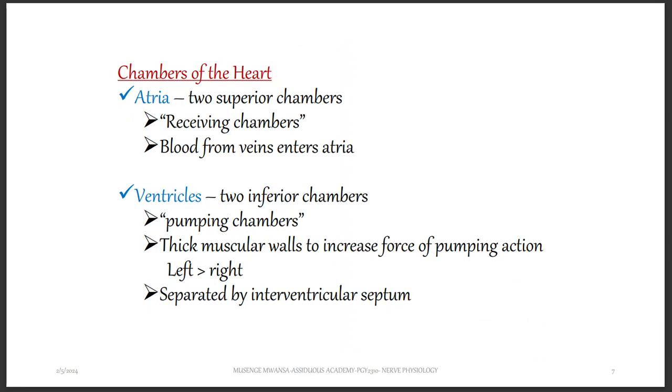Chambers of the heart: we have the atria and the ventricles. The atria are there to receive blood and they are on top. The ventricles pump blood. Now if you compare the two ventricles, the left ventricle is much thicker than the right ventricle. That is because the left one is going to be pumping blood for a longer distance.